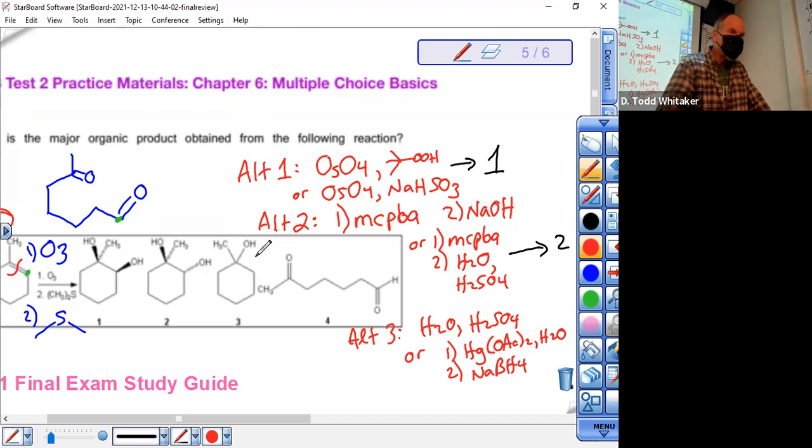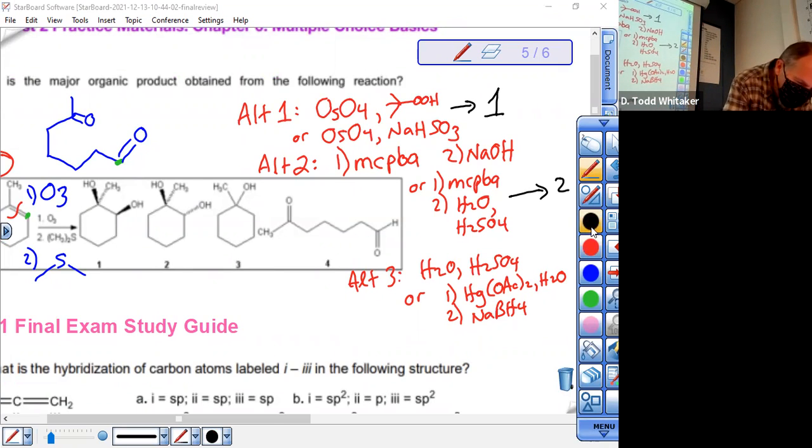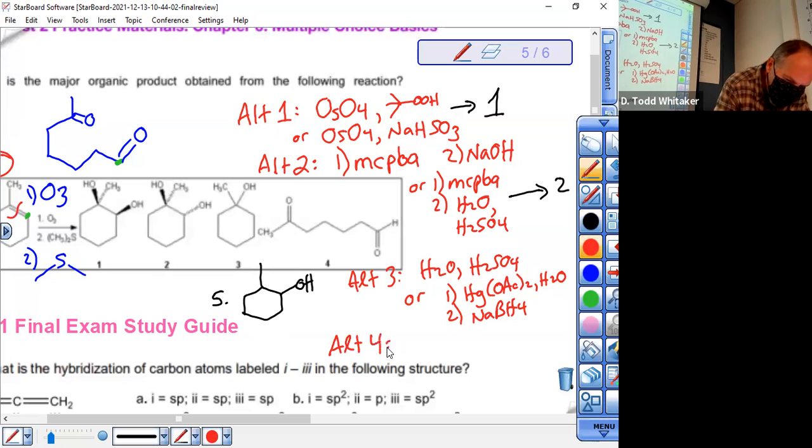And you want to make this an even better question, how about having a 5th product? Oh my God, when does this stop. You can make product 5 the major product in Alt 4 by using step 1, BH3. Step 2, H2O2, NaOH.